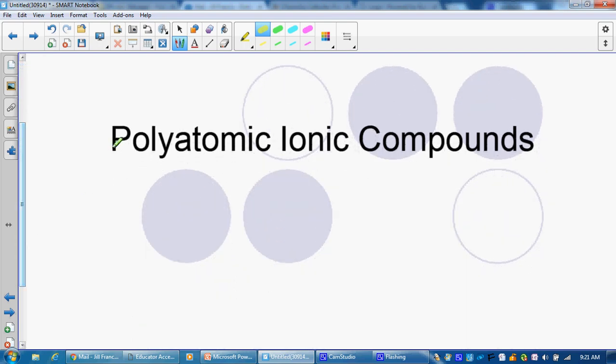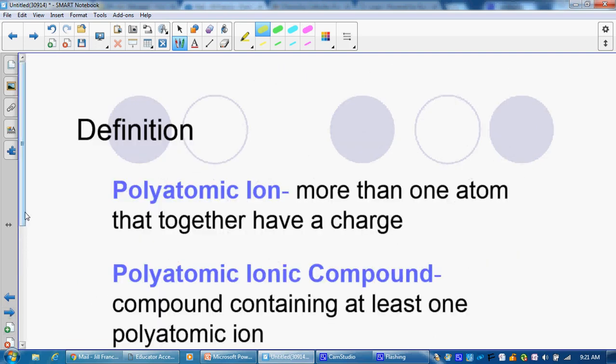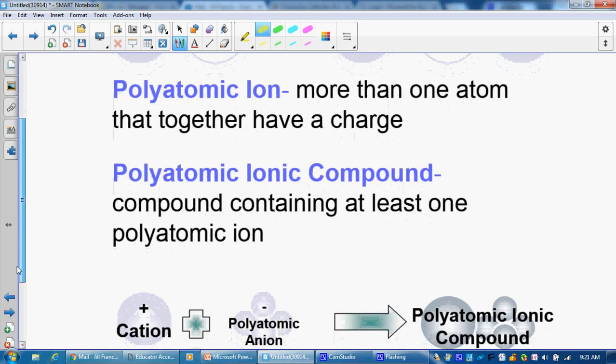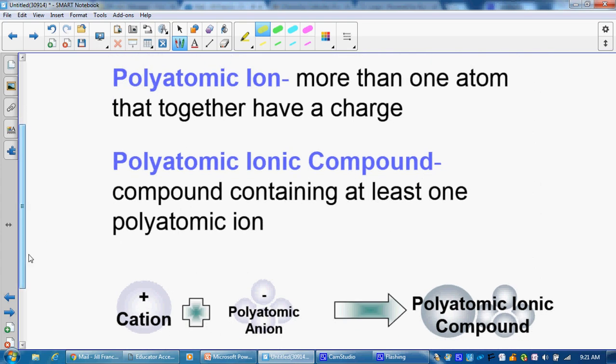Now we're going to look at some compounds with polyatomic ions in it. So polyatomic ions, these are on the back of your periodic tables. Poly means more than one. So there's more than one atom put together, and they're ions, so they have a charge. So if we go back to a couple of chapters ago, ion always means there's a charge. So a polyatomic ionic compound is going to have a polyatomic ion in it.